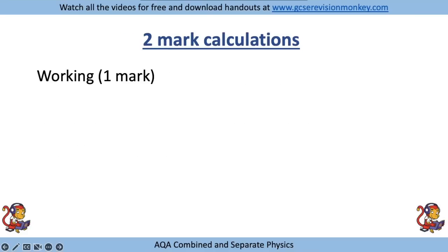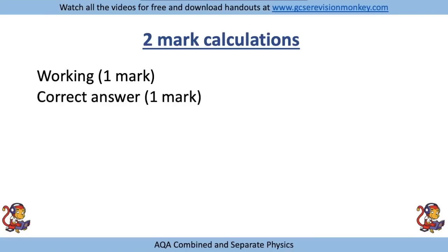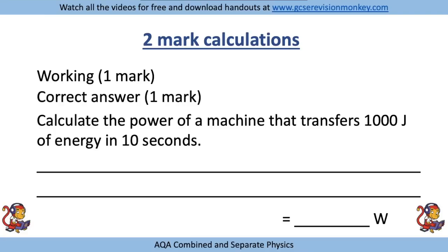Really, you're getting 1 mark for your working and 1 mark for your correct answer. So we really encourage you to do your working, because even if you use your calculator incorrectly and get the wrong answer, you will still get a mark for the correct working out. So let's have a look at this question. It says calculate the power of a machine that transfers 1000 joules of energy in 10 seconds.